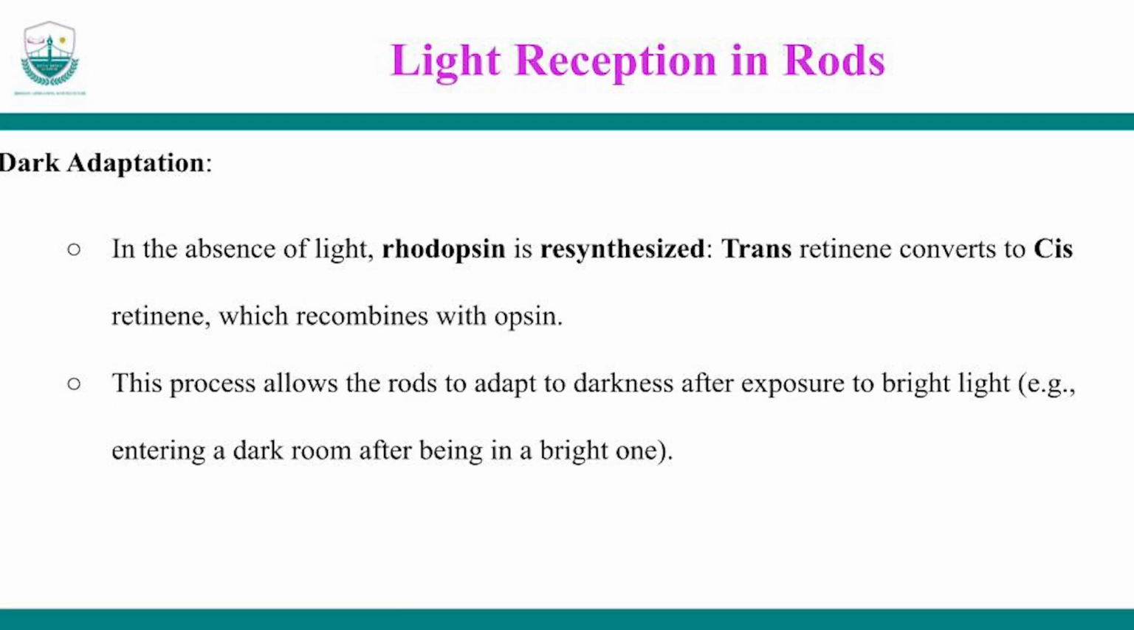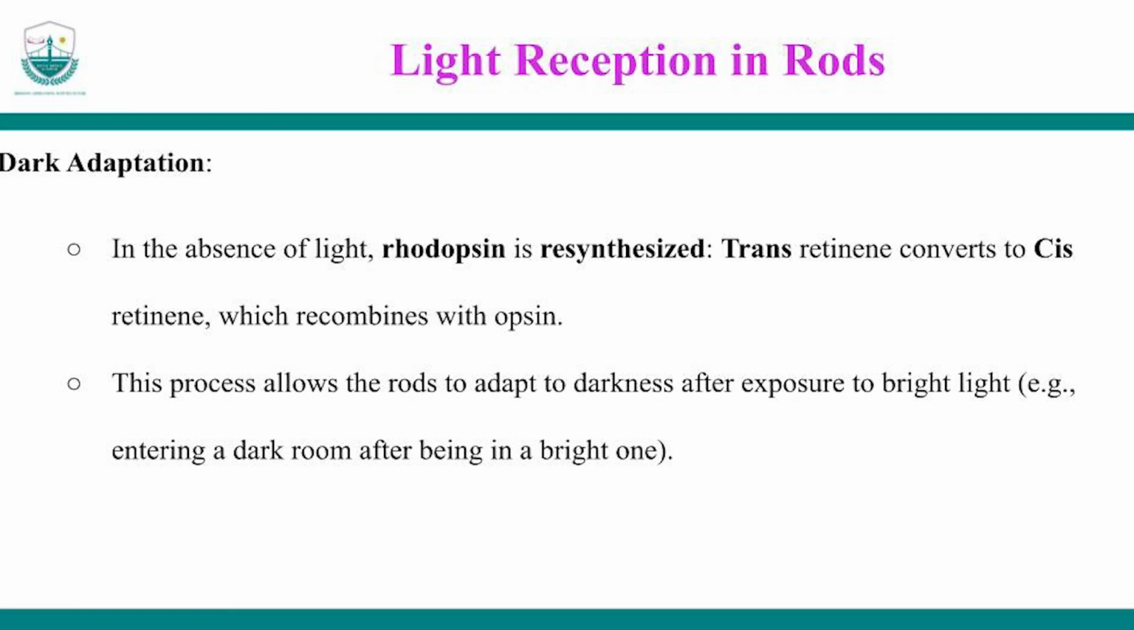When you enter into a dark room, when you have moved from another room that has sufficient light, there is that time when you can't see clearly until after a few seconds, then now you can see. That is dark adaptation. It's because rhodopsin is being regenerated. That is what we call dark adaptation.